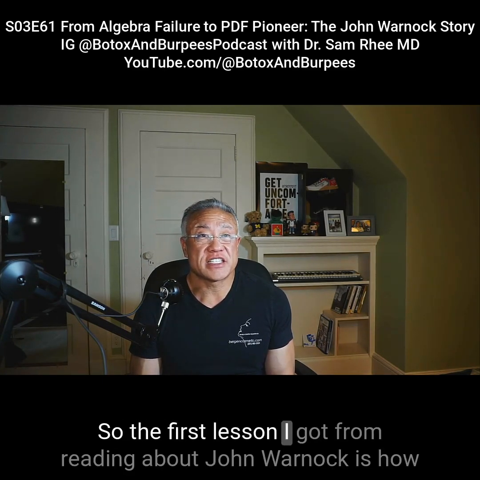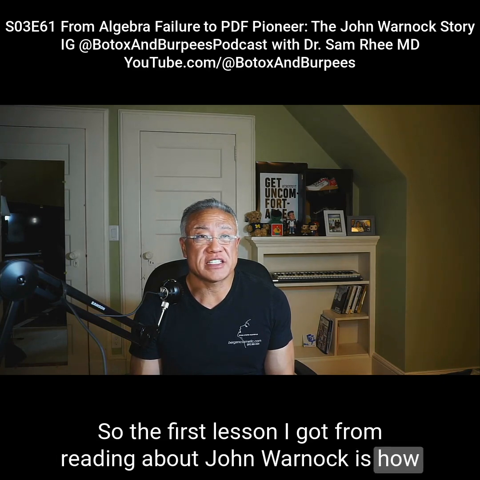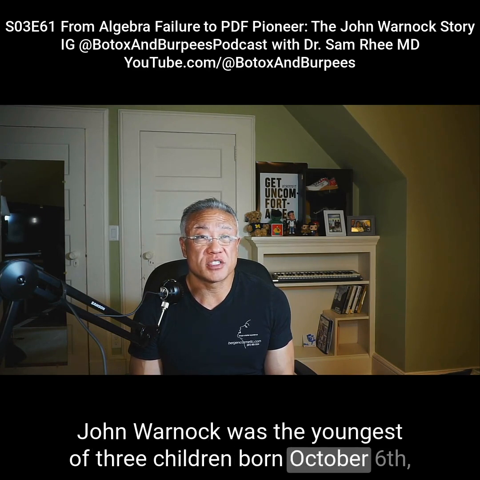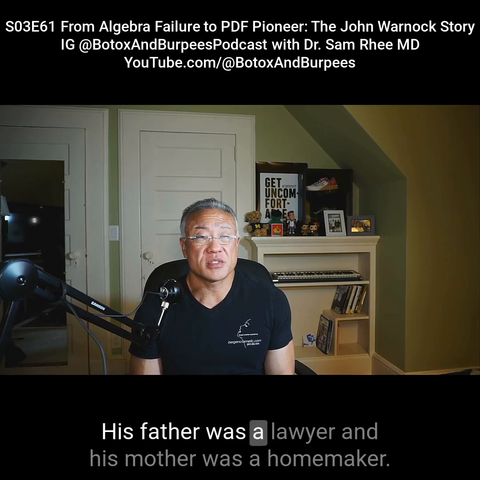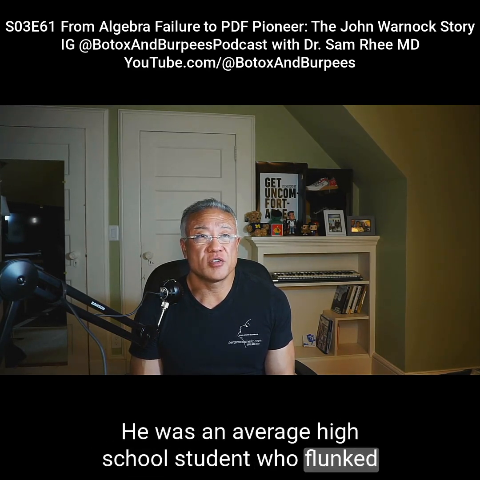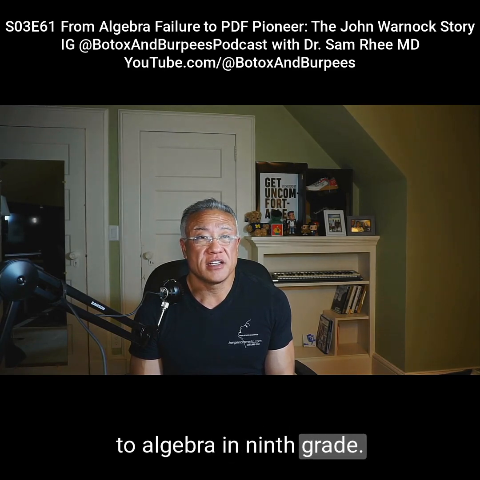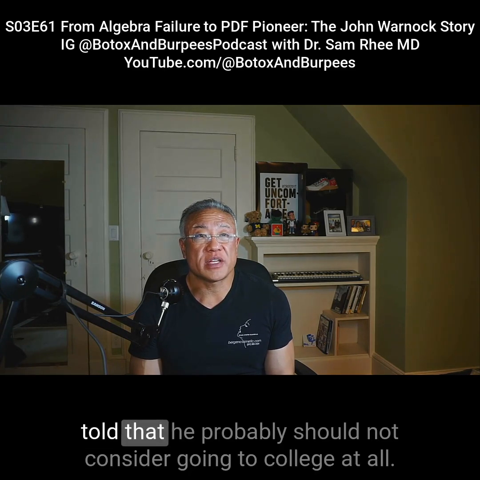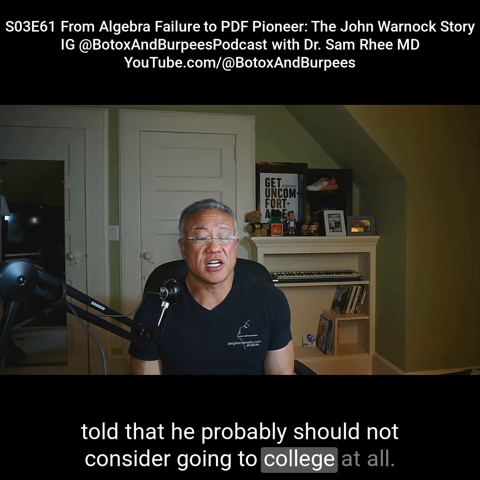So the first lesson I got from reading about John Warnock is how influential an early mentor can be. John Warnock was the youngest of 3 children, born October 6, 1940, in a suburb of Salt Lake City. His father was a lawyer and his mother was a homemaker. He was an average high school student who flunked algebra in 9th grade, and then after bombing an aptitude test as a sophomore, Warnock was told that he probably should not consider going to college at all.